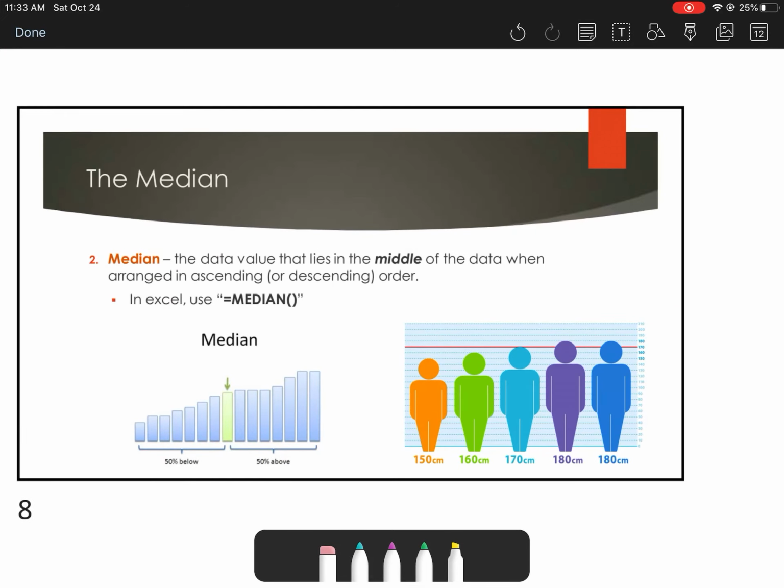Okay, so the next thing I want to talk about is the median. The median is the data value that lies in the middle of the data when arranged in ascending or descending order. So in Excel, here's my equation, equals median, and then again, you'll put the cells in there. One thing with median is you have to make sure that you arrange the data first. So if you're doing it by hand, it has to be in order from smallest to biggest or biggest to smallest.